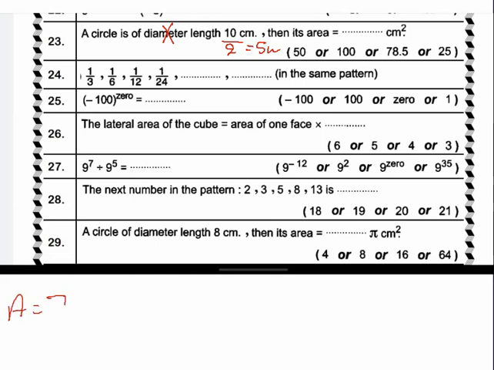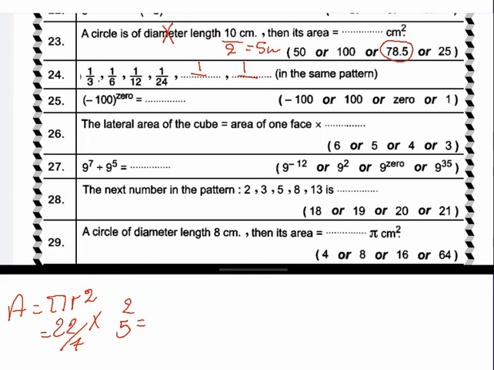Now area equals pi r squared equals 22 over 7 times 10 power 2. It will be, I'm sorry, 5 power 2. Yes, it will be 78.5. In the same pattern, 1 1 1 up, yes, it will be 1 1.